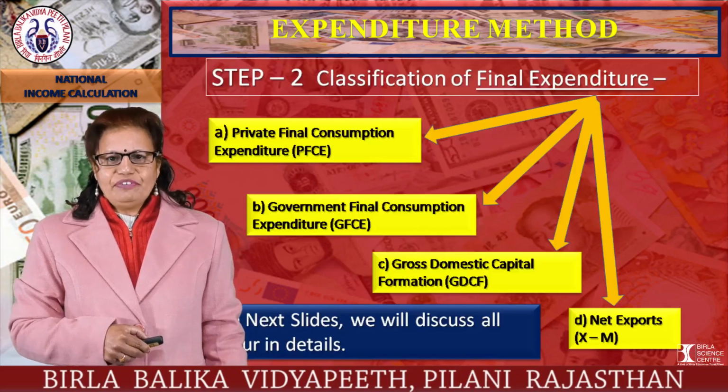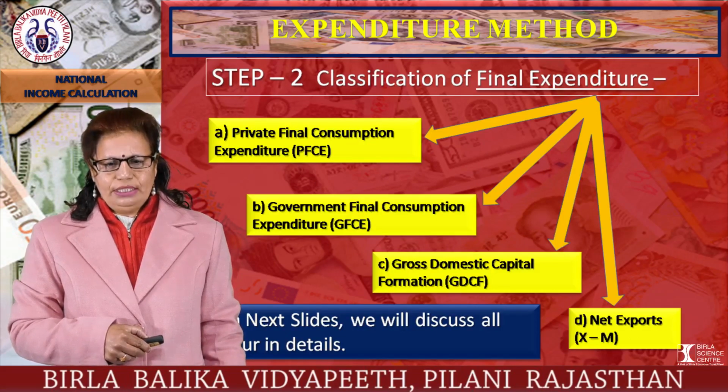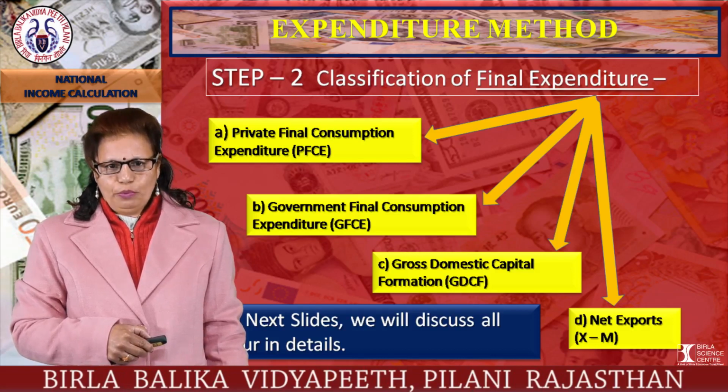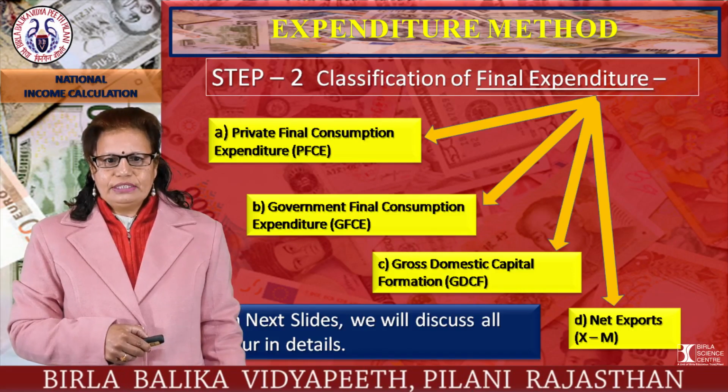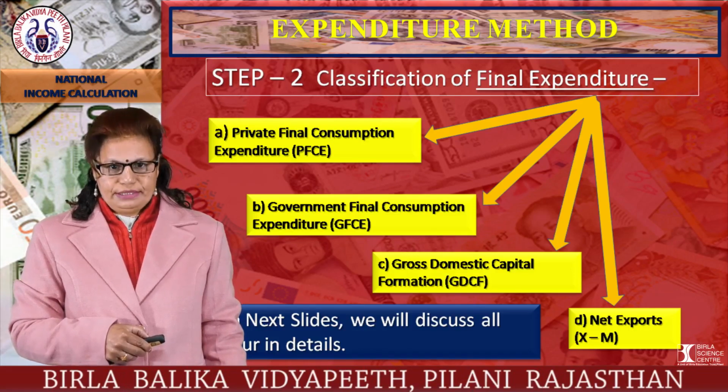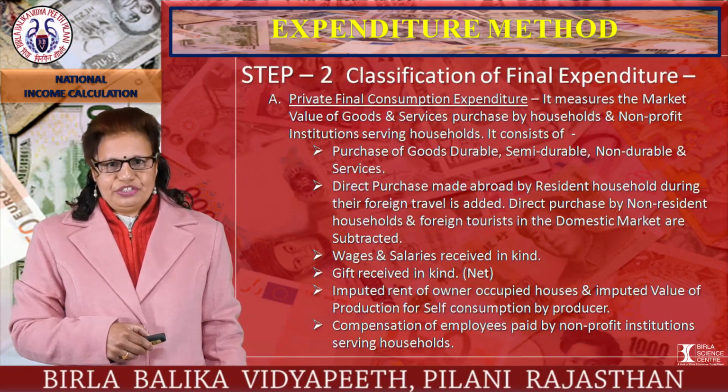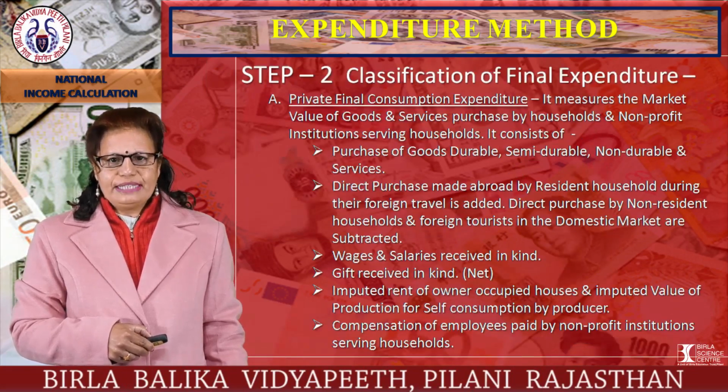The second step is classification of final expenditure: private final consumption expenditure, PFCE; government final consumption expenditure, GFCE; gross domestic capital formation, GDCF; and net exports, that is exports minus imports. In the next slides, we will discuss them in detail. Classification of final expenditure: private final consumption expenditure.